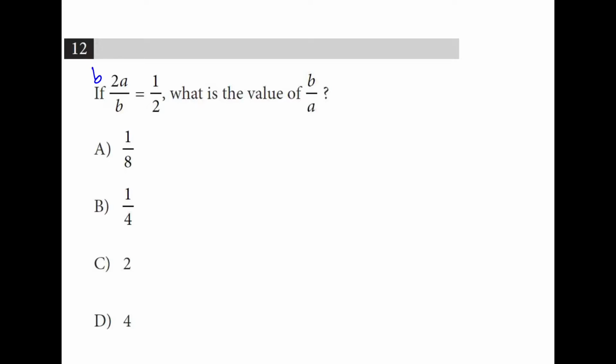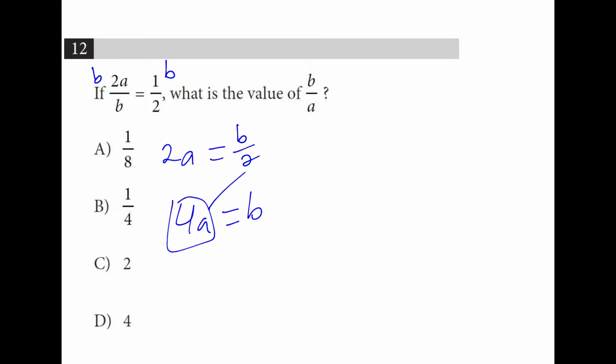If I multiply both sides by b, I have that 2a is equal to b over 2. If I multiply both sides by 2, I have 4a is equal to b. If I then replace b with what it's equal to, I have 4a over a. D.